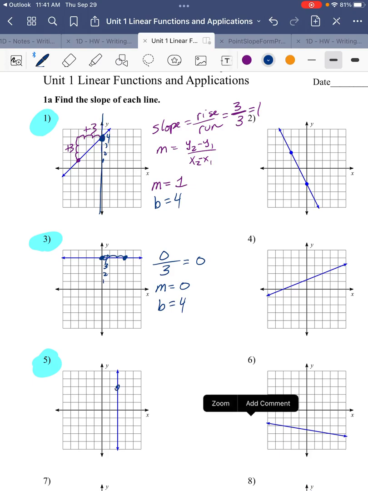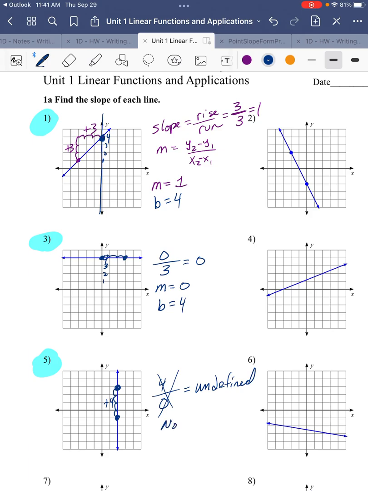Number 5, pick a couple points. Does not matter which two, I'm just randomly choosing. We're going to go up 1, 2, 3, 4. And it's going to be to the right or left 0. Can I take 4 divided by 0? Nope, cannot do that. That would be undefined. There's no definition for it. We can't use slope at all on that.